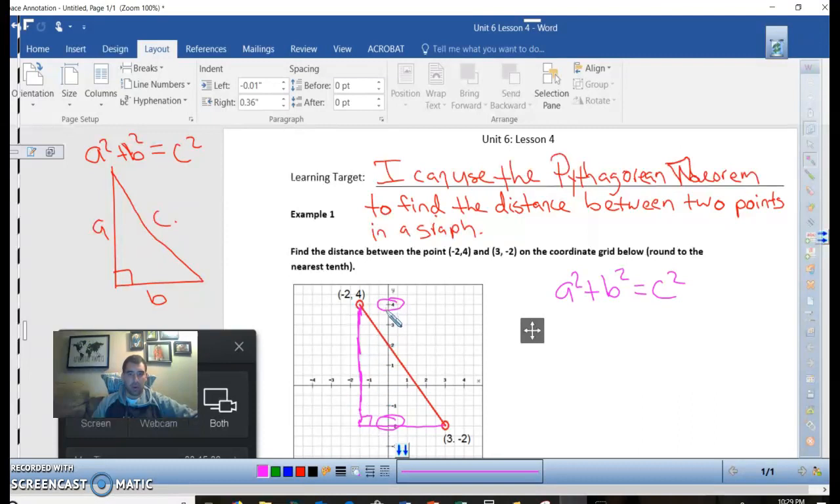So if we're at 4 here and at -2 here, and each of these boxes is worth a half, that's 1, 2, 3, 4, 5, 6. So this distance is 6 units. So this leg is 6 units. This distance here, if we're going by 2, we're at 3, and this is halfway. This looks like it's 1.5.